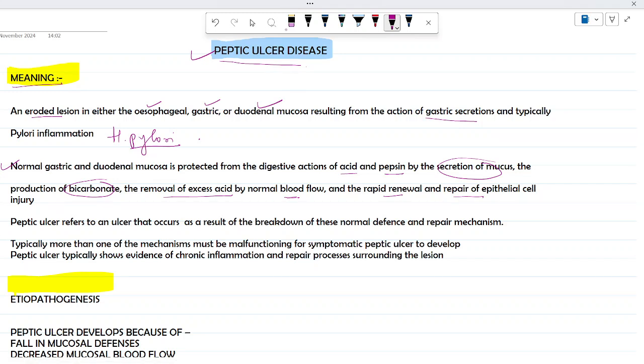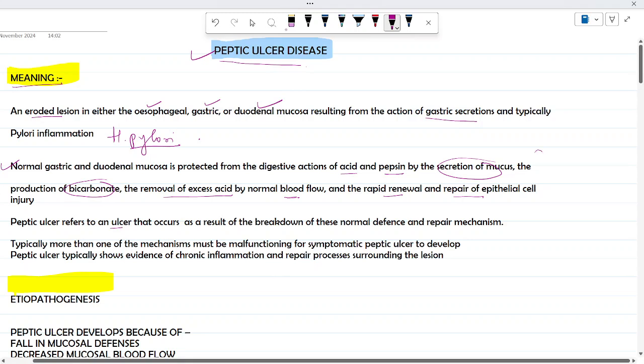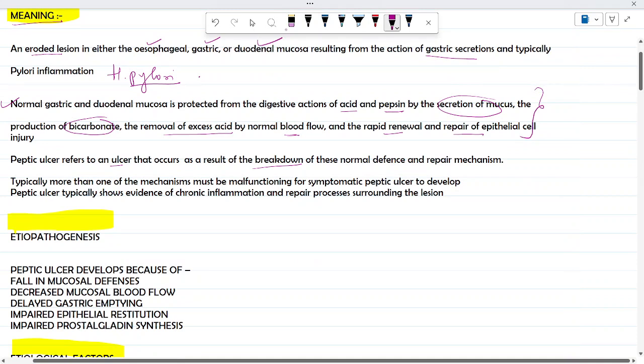Peptic ulcer refers to an ulcer that occurs as a result when these defense mechanisms fail, in other words, because of the breakdown of these defense mechanisms. Typically, for a peptic ulcer to develop, one or more of the mechanisms must be malfunctioning, and it shows evidence of chronic inflammation and repair processes surrounding the lesion. So this is about what is peptic ulcer and how it develops.